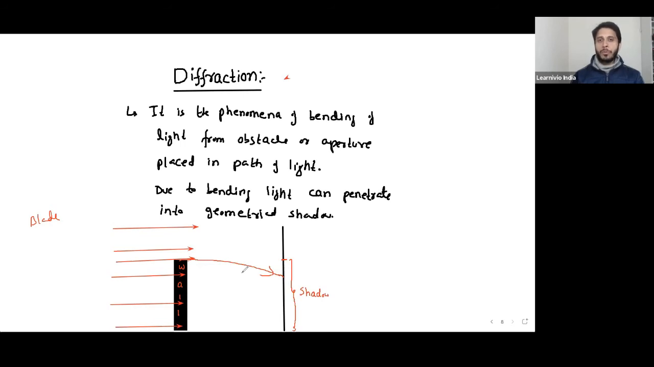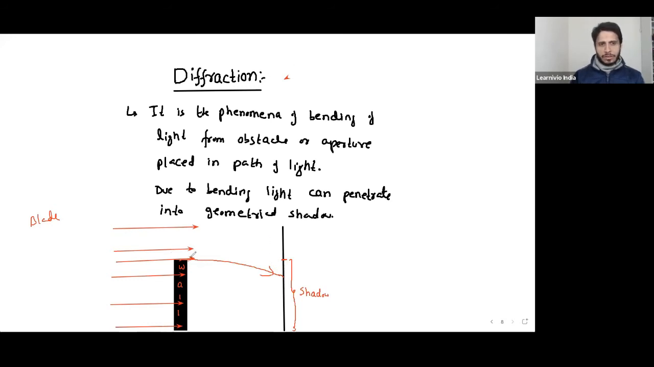For diffraction, it is important that the size of the corner or obstacle from which the light waves are diffracting should be comparable to the wavelength. If it is less than the wavelength, that's very good. Otherwise, it should be at least equal to the wavelength, comparable to the wavelength of light. These are diffraction effects.